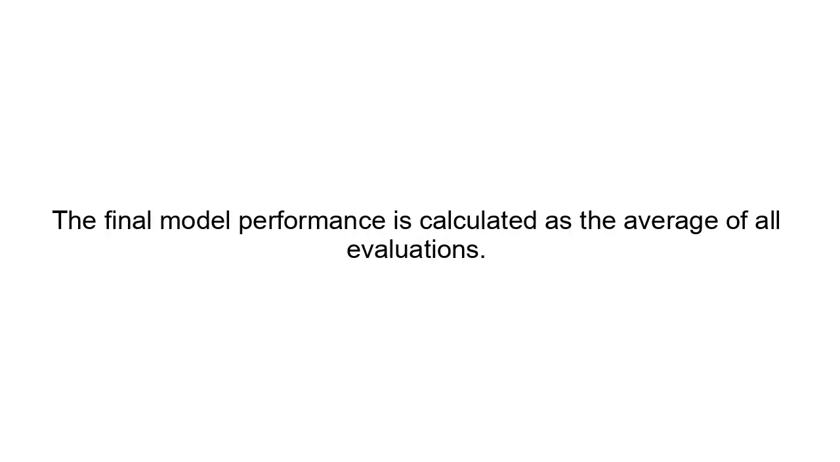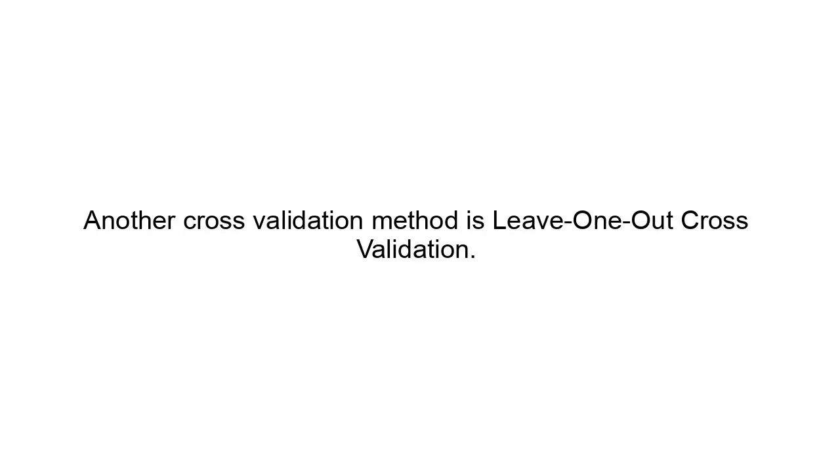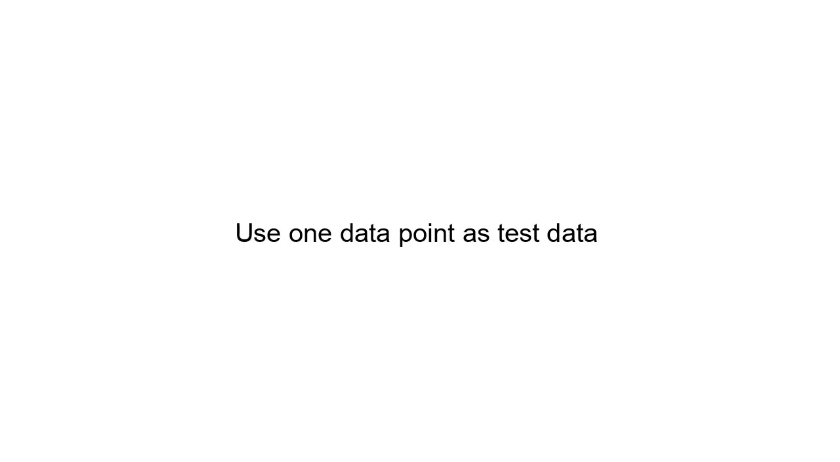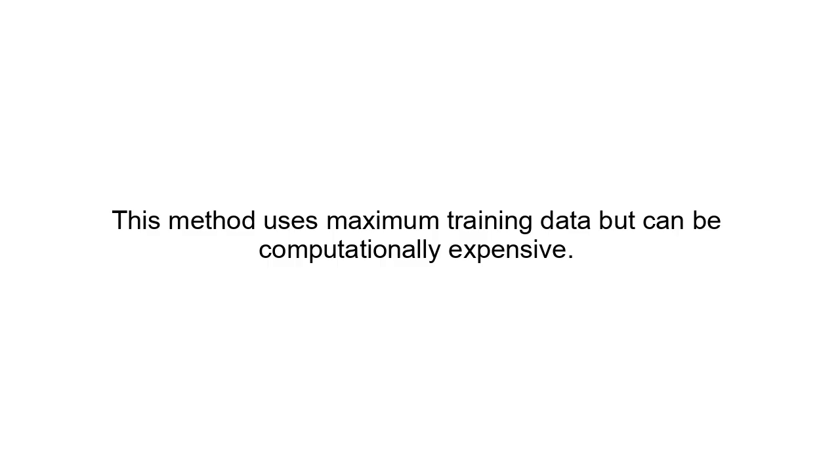Leave one out cross-validation, LOOCV. Another cross-validation method is leave one out cross-validation. Example concept: dataset with n samples means train on n-1, test on 1. Steps: use one data point as test data, train the model on the remaining data, and repeat for every data point. This method uses maximum training data but can be computationally expensive.